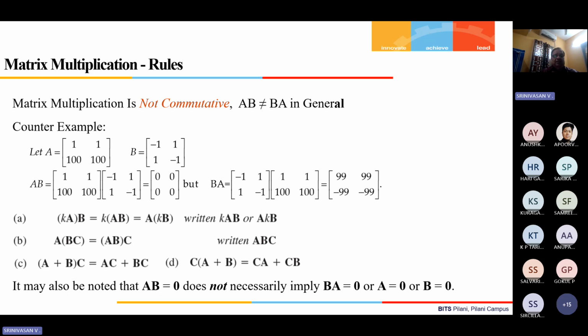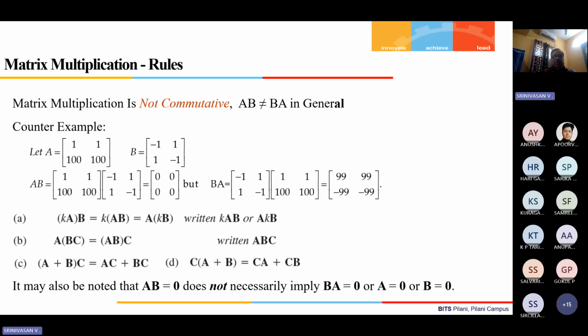Now, this, of course, we have already seen. With K a scalar, K times A multiplied by B is the same as K times the product of these two matrices, which is also equal to A into KB. If you remove brackets, it is nothing but KAB or AKB, where K is a scalar. Same as for addition, the associative property: A into BC equals AB into C. This is a multiplication property, written ABC without any bracket, because you are going to get only one matrix.